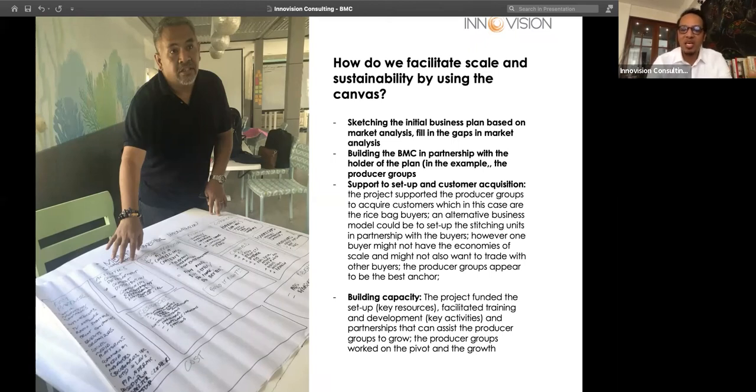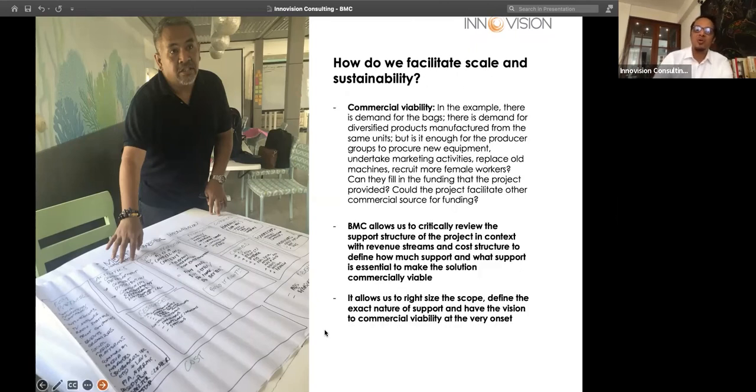So the business model canvas allows us to identify where exactly the needs for capacity building are, and then right size the support. So it exactly allows us to answer, like I explained, how the intervention and the resulting solution would be commercially viable. And in that context, what supports should be provided by the project? What exactly should be the support? We will be able to right size the support.